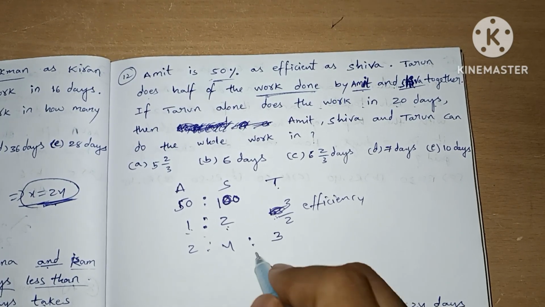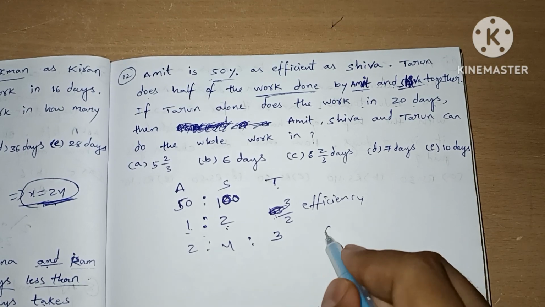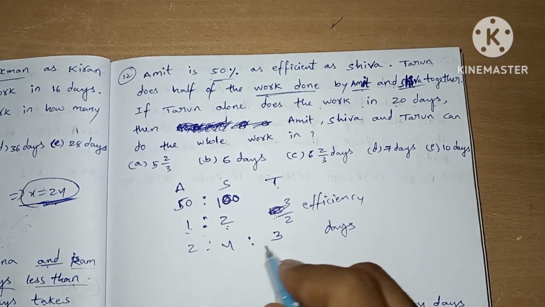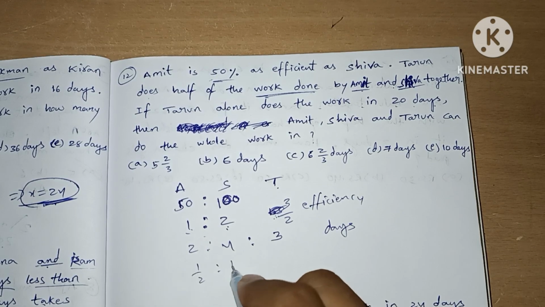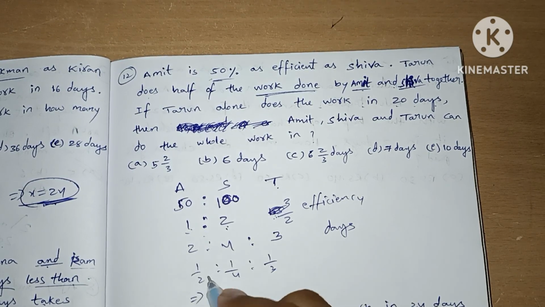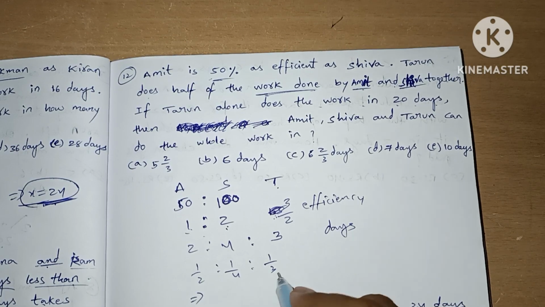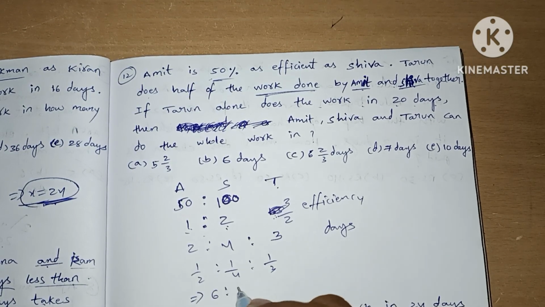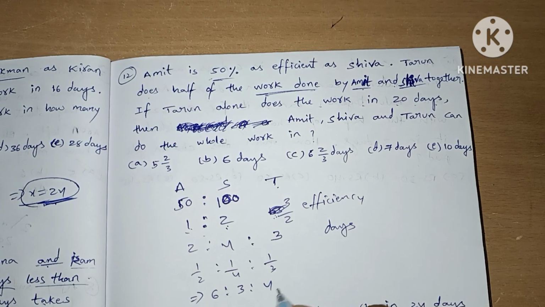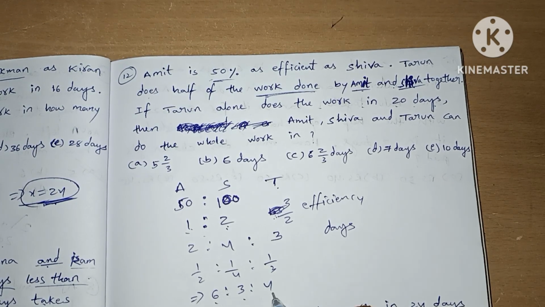So, these are the efficiencies. Now, the day ratios are inversely proportional to these, meaning 1/2 : 1/4 : 1/3. So, we get an LCM of 12. So 6 : 4 : 3, so the day ratio is 6 : 3 : 4.